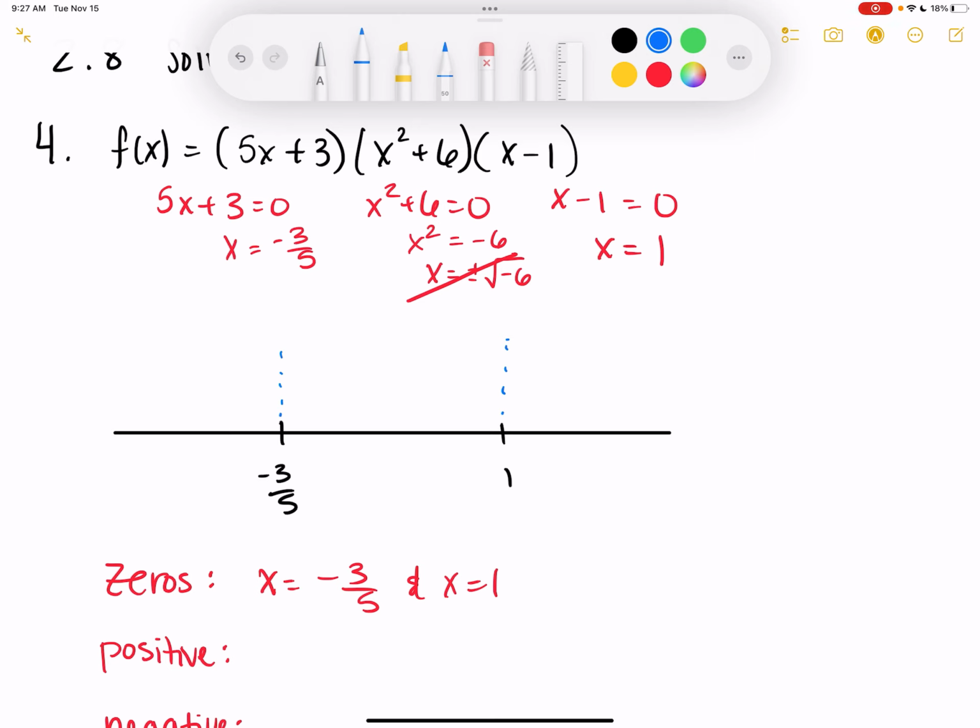Okay, so 5 times negative 1, that's negative 5, plus 3, that's still negative. So in a parentheses, I put a negative sign. Negative 1 squared becomes positive plus a positive, so it's positive. Then negative 1 minus 1 is going to be negative, so we put a negative. So then this whole thing here is positive. Negative times positive is positive.